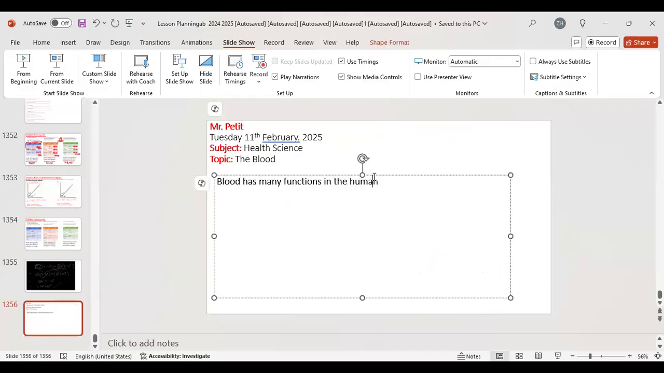So blood has many functions in the human body. Five of these functions are, number 1, blood transports oxygen around the body. Very good. Transports oxygen around the body.